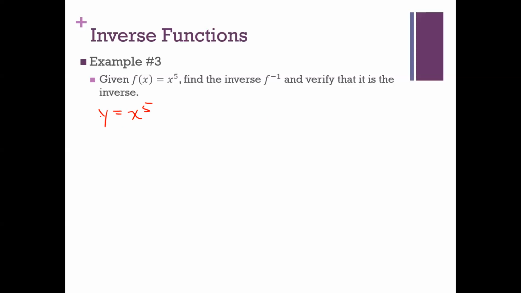Just the fifth root of y. Take the fifth root of both sides. So that gives me x equals the fifth root of y. So I'll say this, f inverse of x is equal to x to the, I'll keep it in the root form, the fifth root of x.